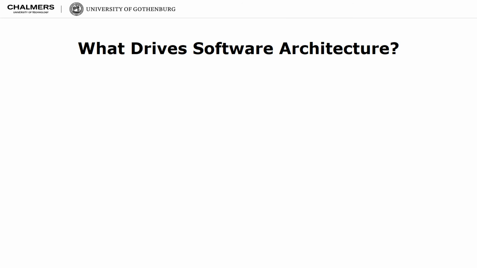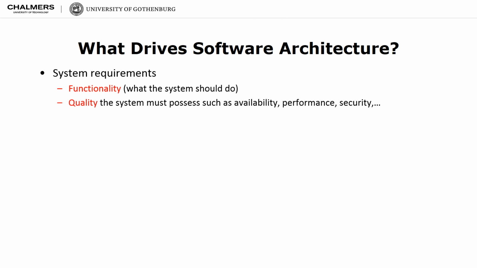What drives software architecture? The main forces that drive architecture design are functionality and quality. Functionality relates to what the system must do, and quality describes the way in which the system achieves this functionality. So you could say the functionality relates to the what, and the quality relates to the how of the system.